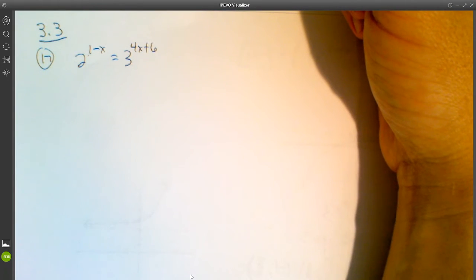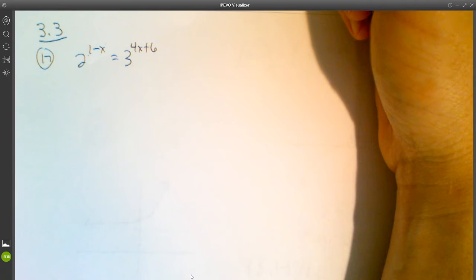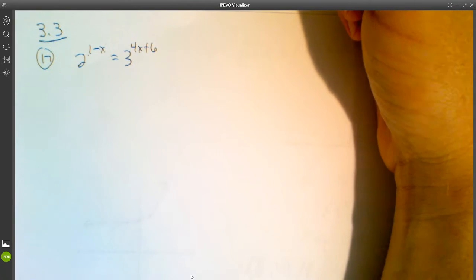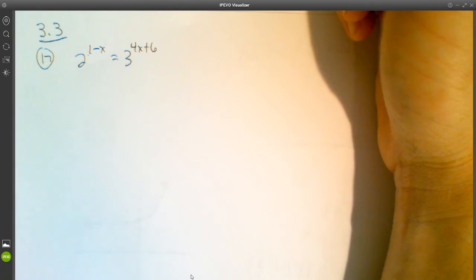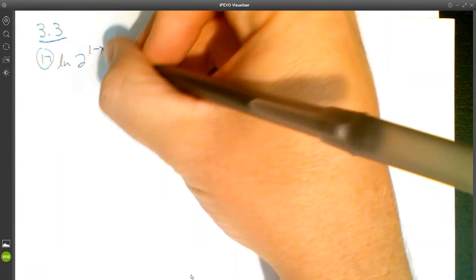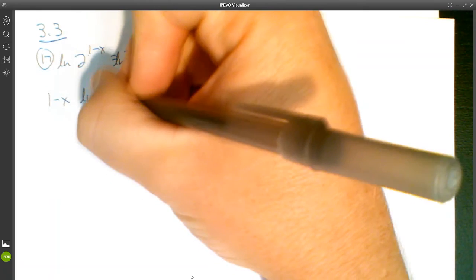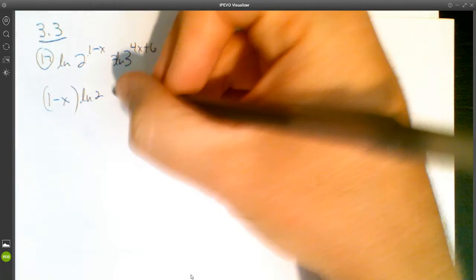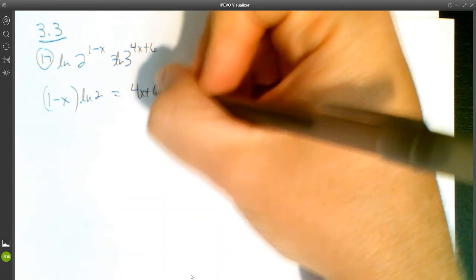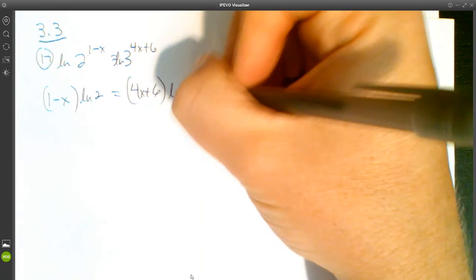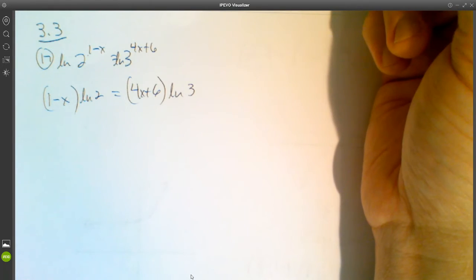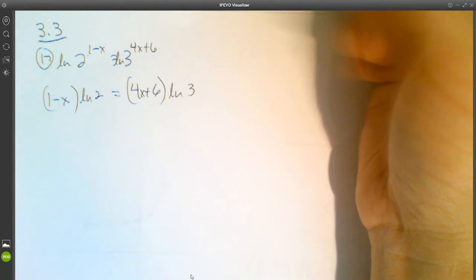But remember that you can always just take natural log or log base 10 or something. Since you're going to want to use your calculator to get a decimal approximation anyway, that's what I would do. I would just go ahead and take natural log of both sides. And now what's going to happen is that you can pull the exponent in front. So you have 1 minus x times the ln of 2 equals 4x plus 6 times the ln of 3. And then your task is to solve for x. So however you want to do that is fine. I think what I would do is distribute the logarithms.